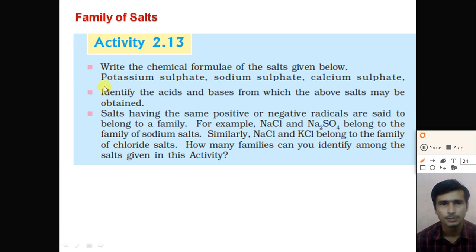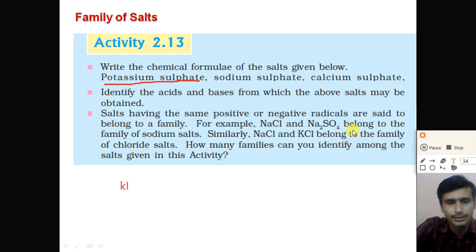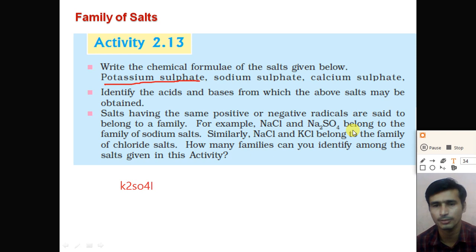So first is potassium sulfate. What is the chemical formula of potassium sulfate? The chemical formula of potassium sulfate is K2SO4, right. Second one is sodium sulfate. What is the chemical formula of sodium sulfate? Right, Na2SO4. Calcium sulfate, CaSO4.